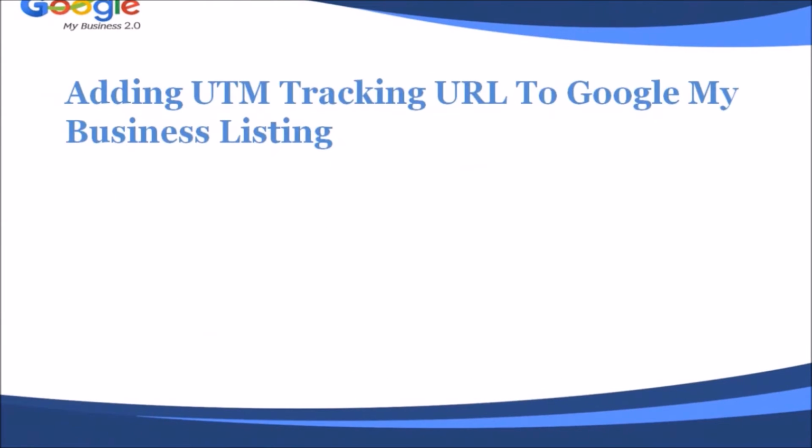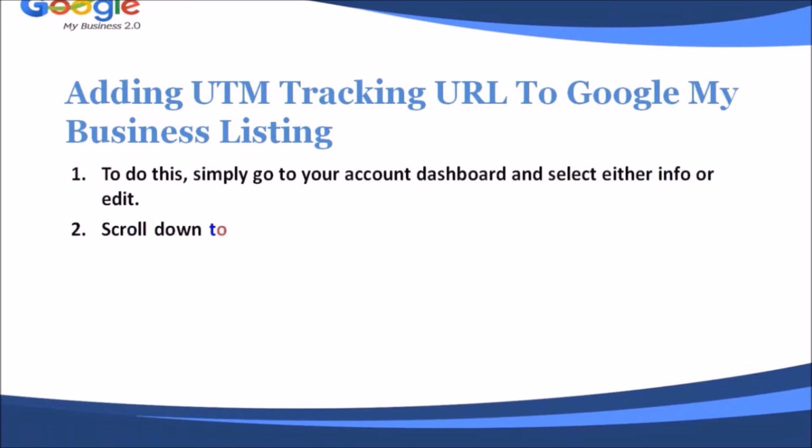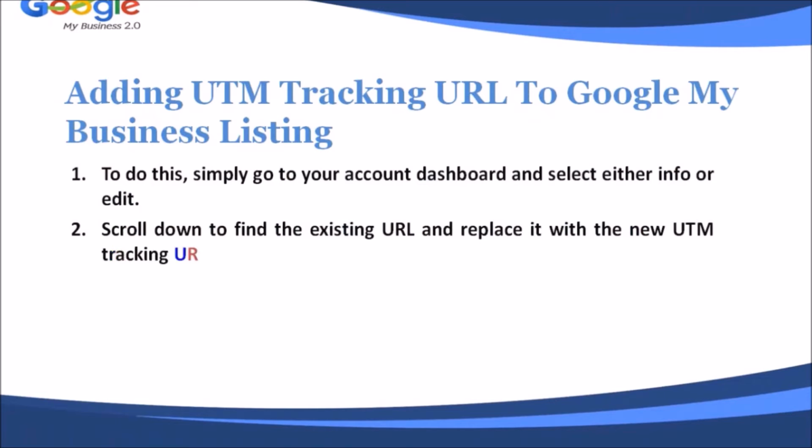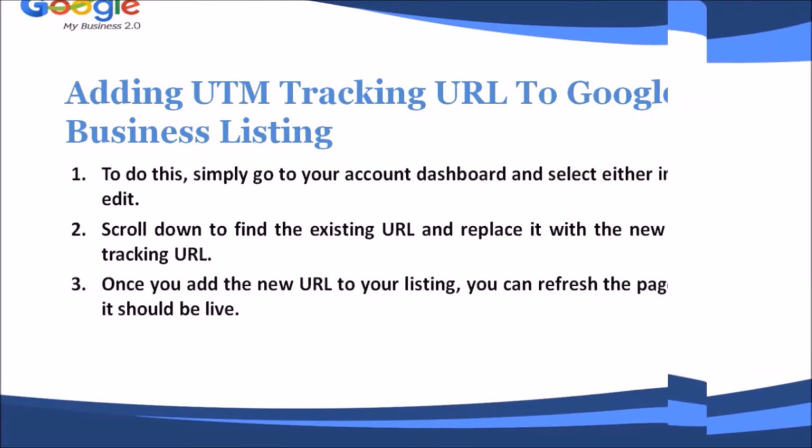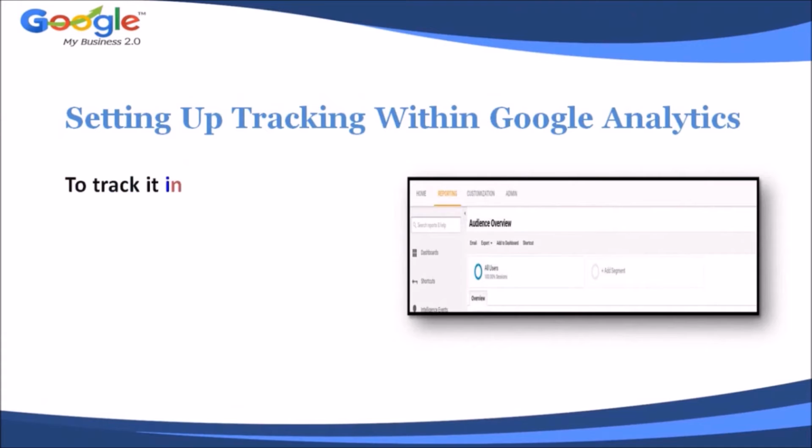Adding the UTM tracking URL to your Google My Business listing. Number 1. To do this, simply go to your account dashboard and select either Info or Edit. Number 2. Scroll down to find the existing URL and replace it with the new UTM tracking URL. Number 3. Once you add the new URL to your listing, you can refresh the page and it should be live.